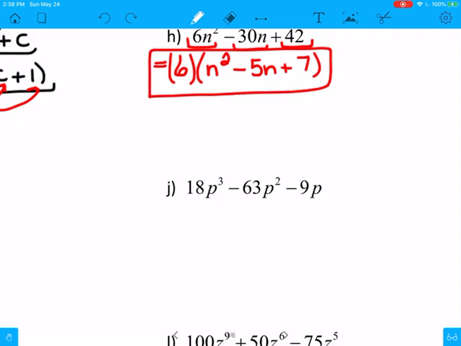So 18p cubed minus 63p squared minus 9p. I can take a p out, 1p only, and a 9. Because 9 is divisible into 18, 63, and 9. So I can take a 9p out.